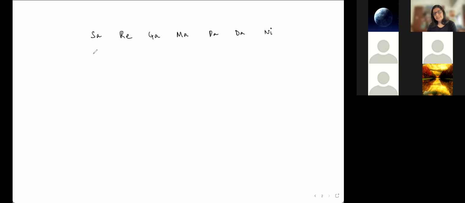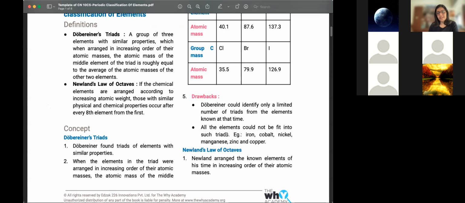And then the next sa sounds the same as the first sa. It's just a different octave, like a higher pitch, right? And then if you count, it's 1, 2, 3, 4, 5, 6, 7. Every eighth note repeats again, right? So Newlands observed that the exact same thing happened with chemical elements also.